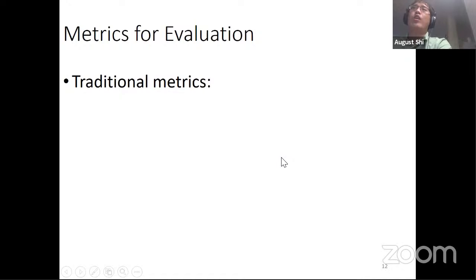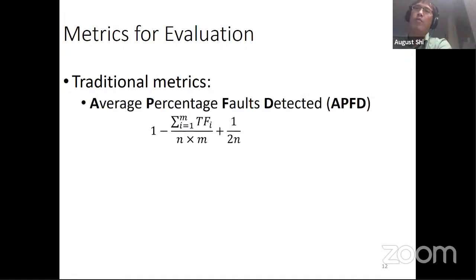Now, another question is how we're going to evaluate test case prioritization compared to the different orders produced by the different techniques. Unfortunately, traditional test case prioritization research has focused on some metrics that we can use. One of the most popular ones is average percentage faults detected, APFD. People might recognize this formula, but basically it measures how quickly the test order detects all the faults that the tests can detect.